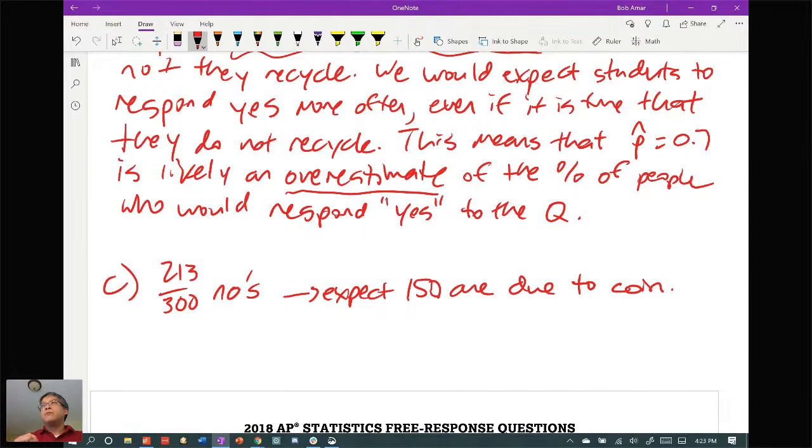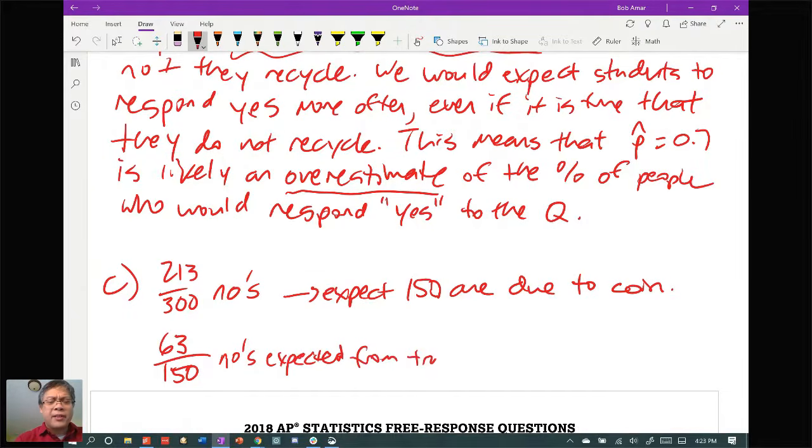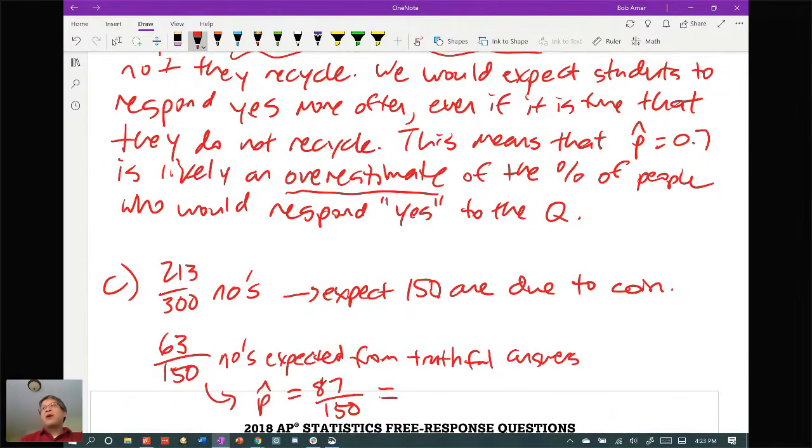that gives 63 out of 150 no's expected from truthful answers. Does that make sense? Hopefully it does. And so then our p hat for yeses would now be 87 out of 150. Okay, and so 87 out of 150 is 0.58. And that's question 2.